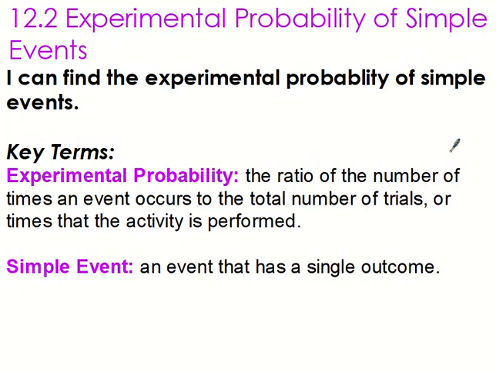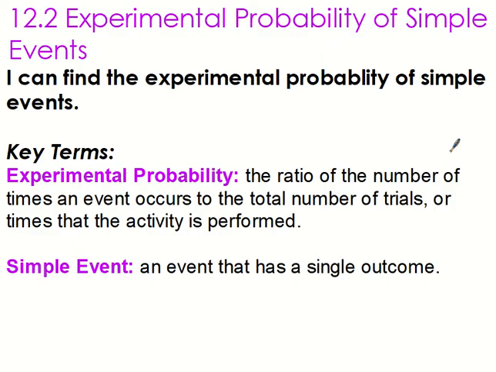All right, next lesson for probability. We are doing 12.2 experimental probability, and we're going to just do simple events. So I can find the experimental probability of simple events. Experimental probability is still a ratio of the number of times an event occurs to the total number of trials or times the activity is performed.